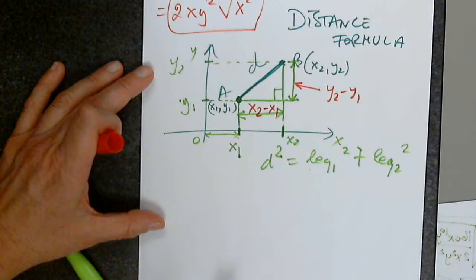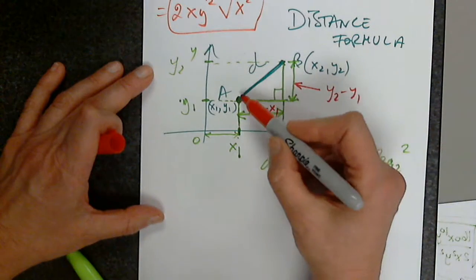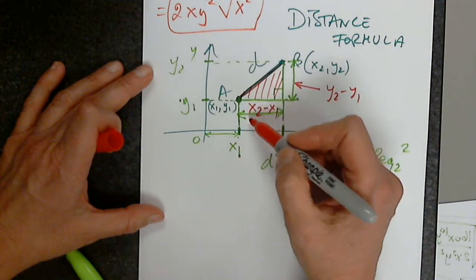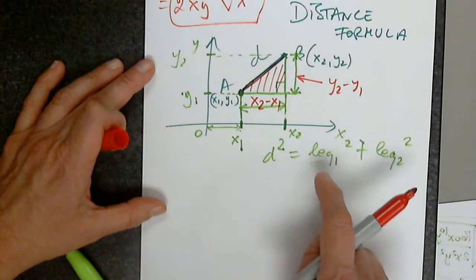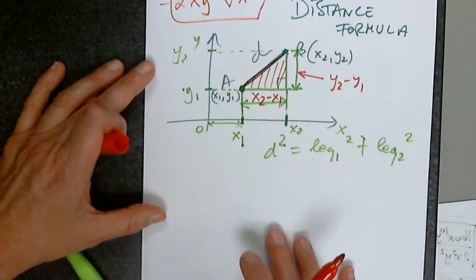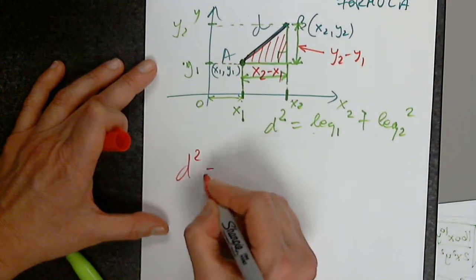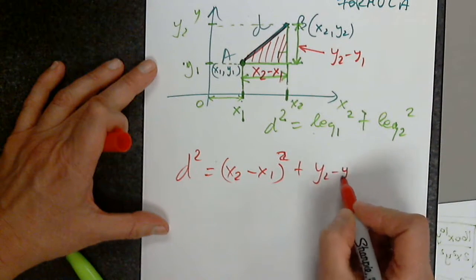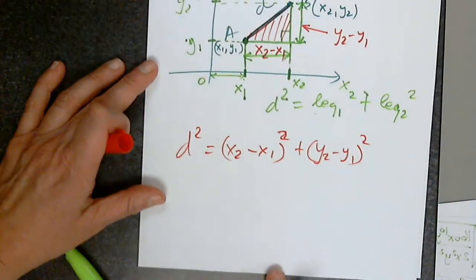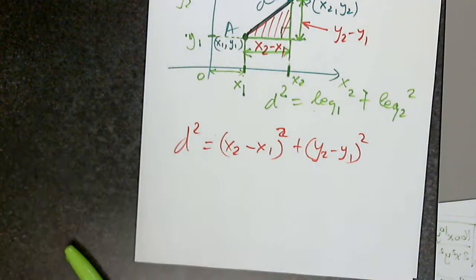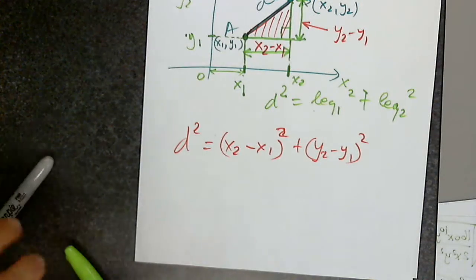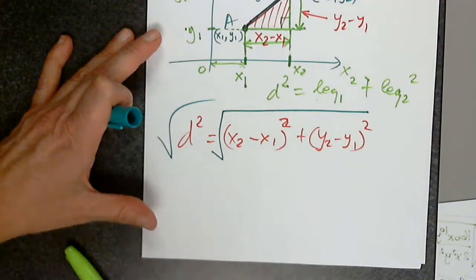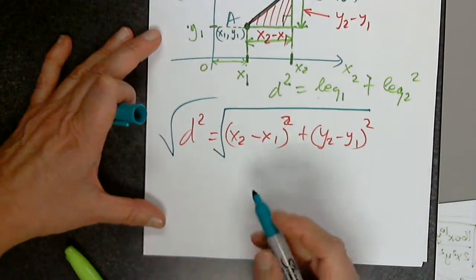You could associate the two, but I'm not interested in the slope of this. I'm interested in using the Pythagorean theorem in the right triangle, which says the hypotenuse squared is the leg squared plus the other leg squared. So then the distance squared equals x2 minus x1 squared plus y2 minus y1 squared. Since I'm not interested in d squared, but in d, I will take the square root from both sides. We haven't really talked about this process yet, but I will in detail.